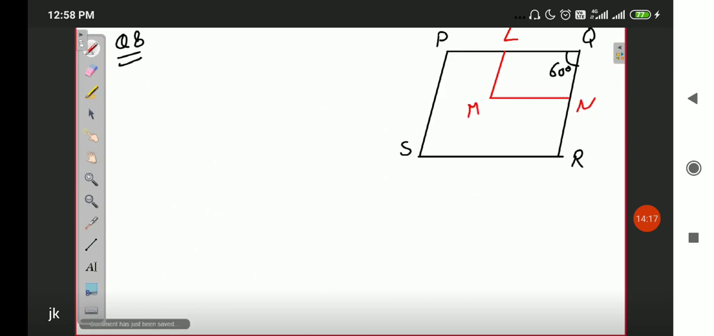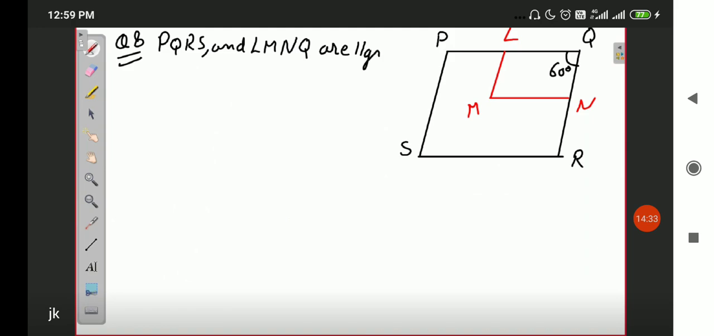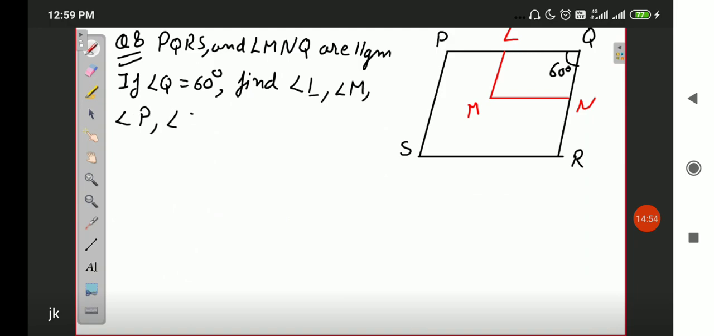Now let us see the question. Question is, in the given figure, PQRS and LMNQ are parallelograms. If angle Q is 60 degree, find angle L, angle M, angle P, angle S, angle R.